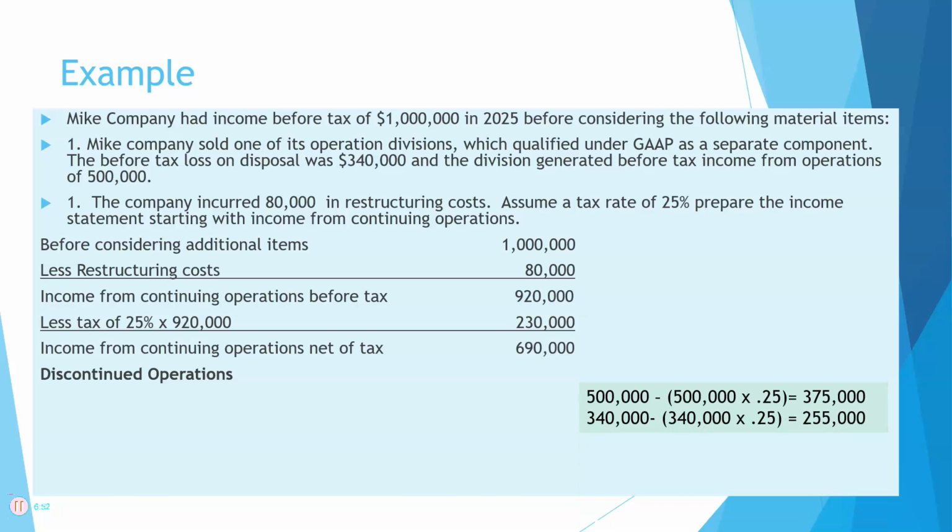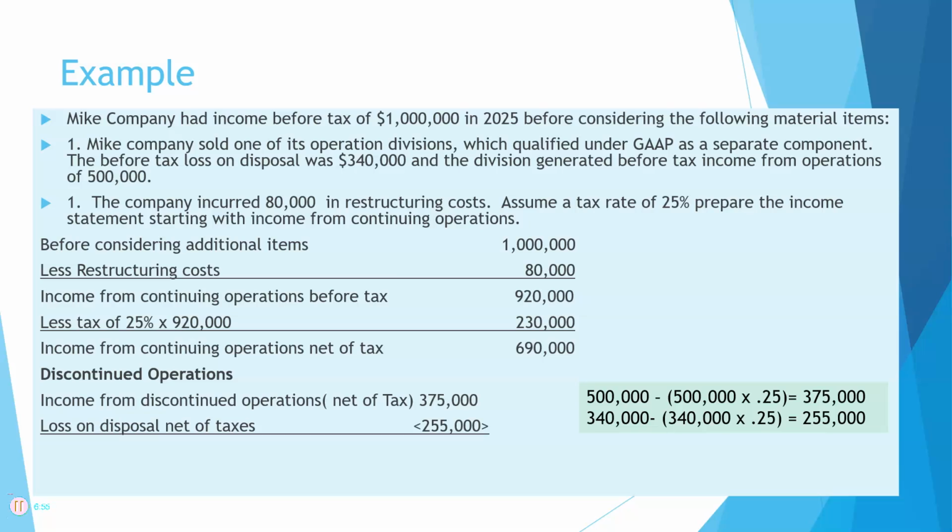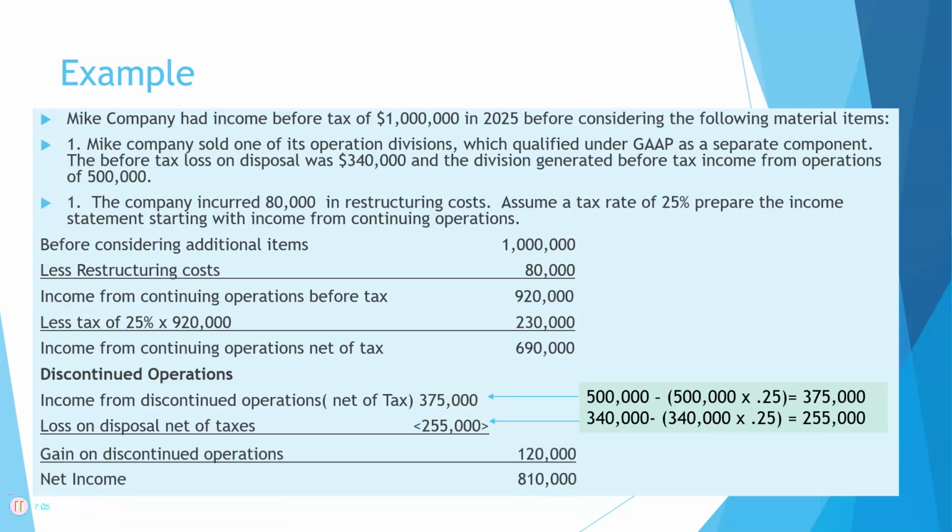But remember, we always show them net of tax. So it would be the amount times whatever the tax rate is. In this case, it's 25%. So that's how we come up with our numbers. And now, in this case, we had a gain on sale, and now we have our net income. So anything before income from continuing operations is always going to be shown pre-tax. Anything after it is always going to be shown net of tax.